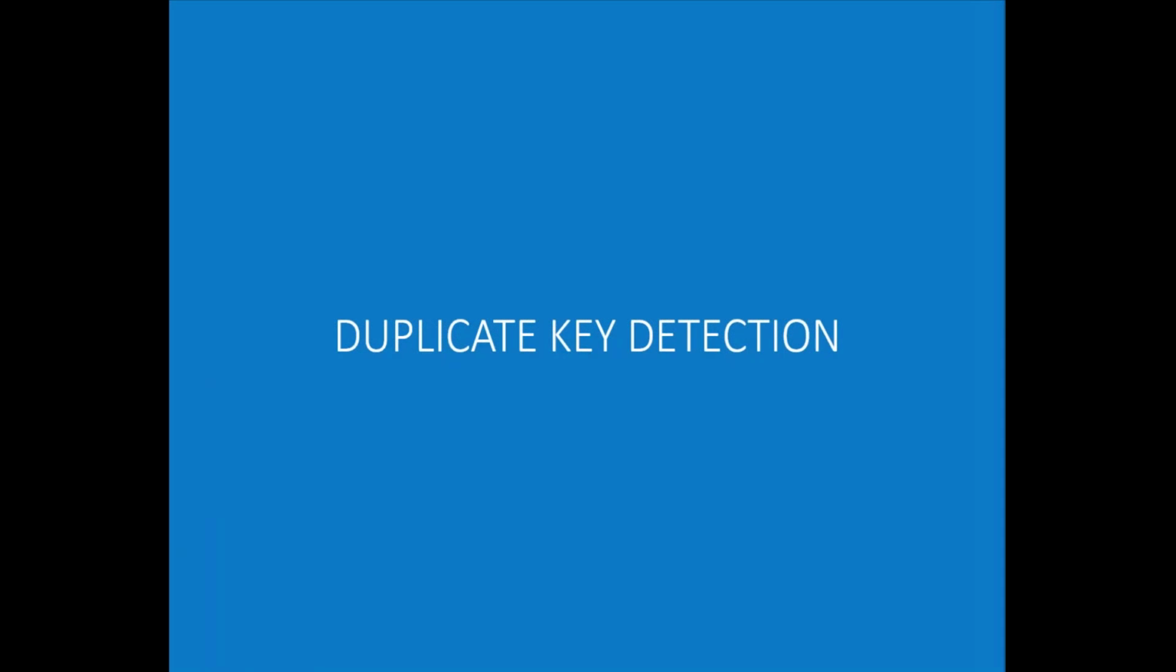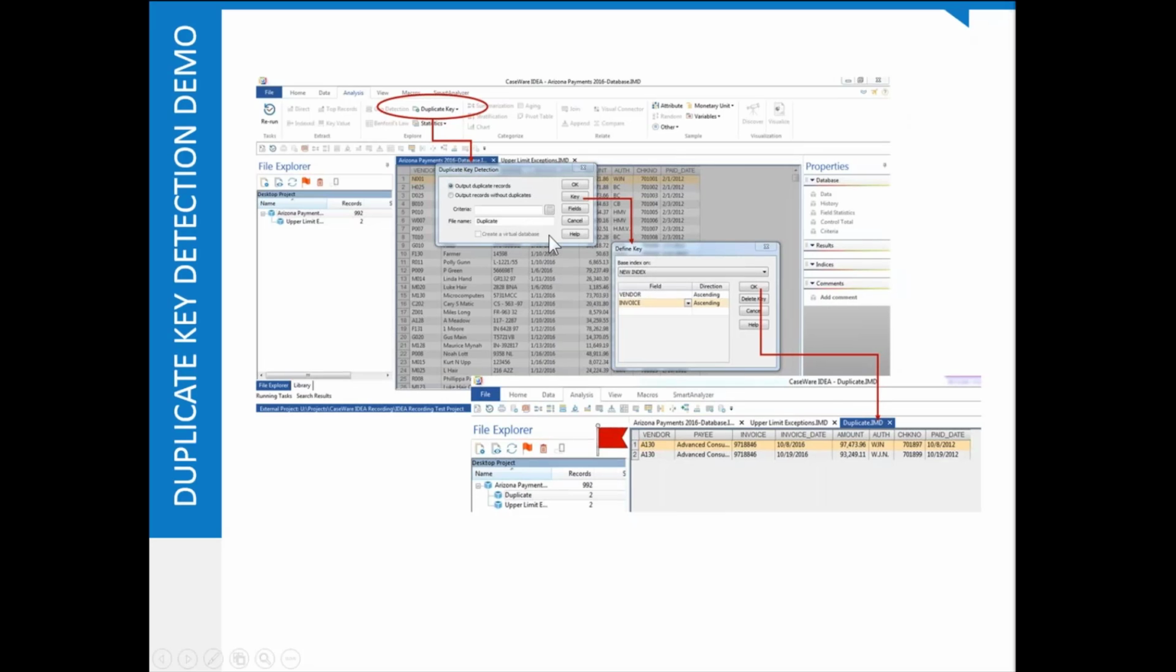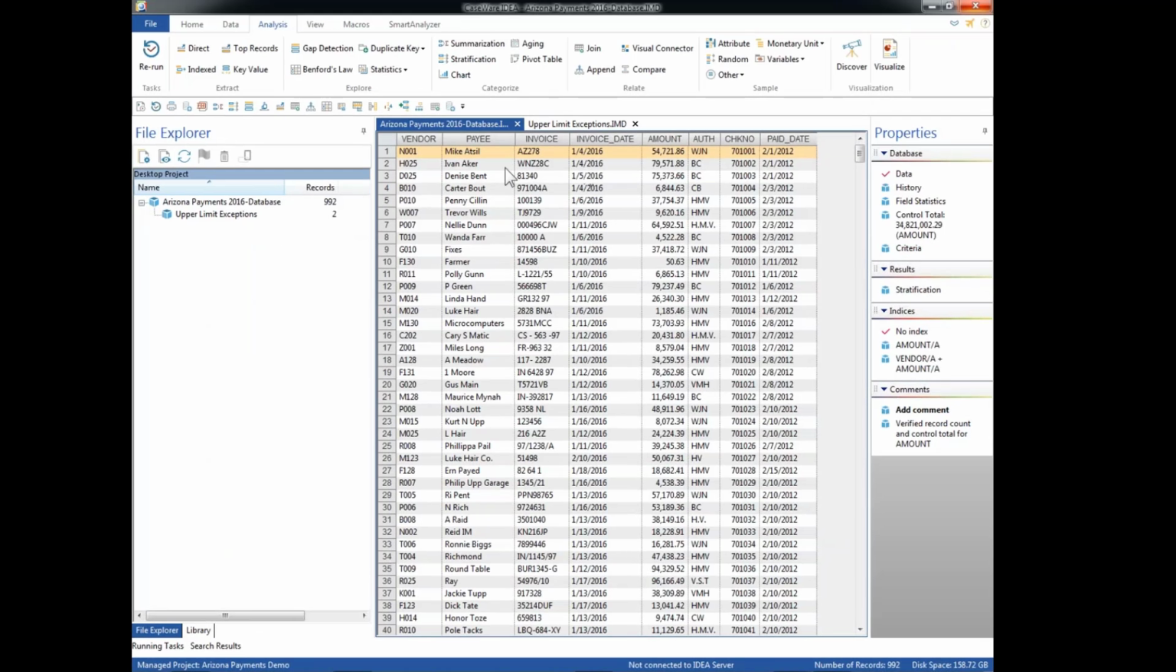The next unit operation tool we'll look at is duplicate key detection that allows us to find duplicate records in our data set. When we select duplicate key detection from the analysis ribbon, we get a series of dialog boxes that allow us to define what criteria we have for identifying duplicates, and it will output those duplicates to a new database. Well, let's take a look at how this works.